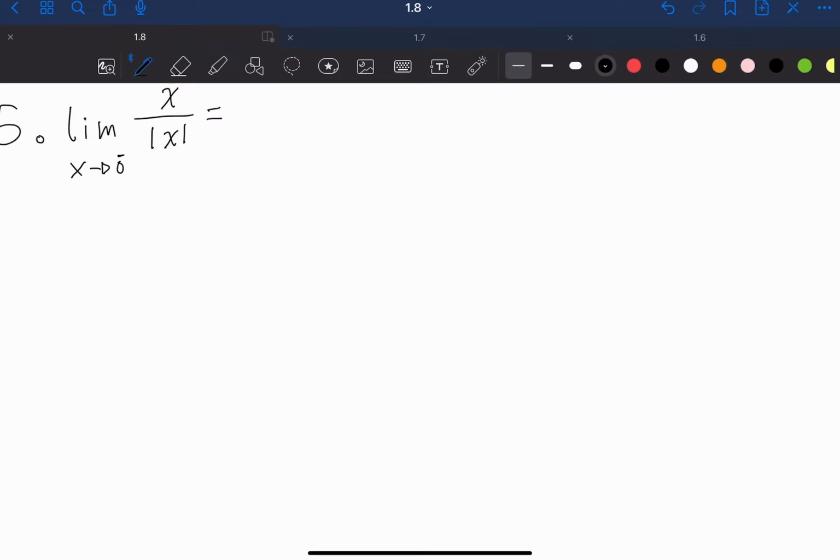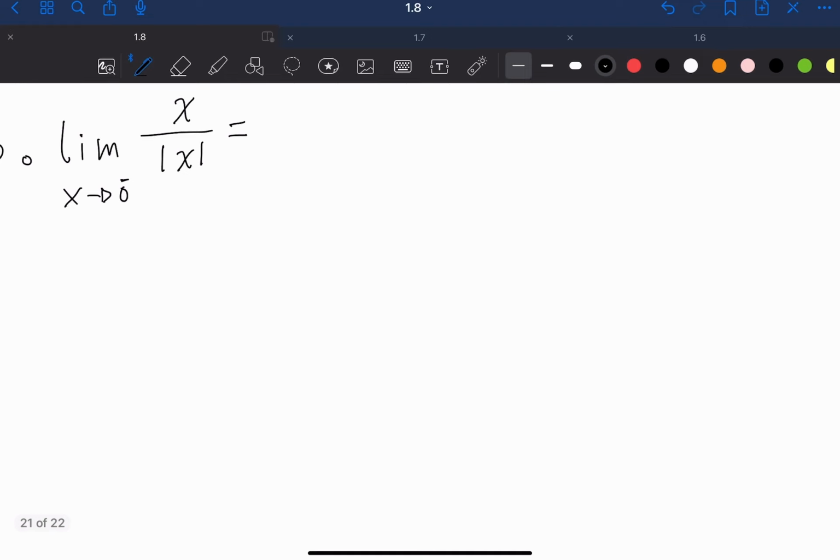What we want to find here is some way to factorize it. But actually, there are no factorizations that we can do here. That's why this is tricky. To solve this exercise, you need to remember the definition of the absolute value.